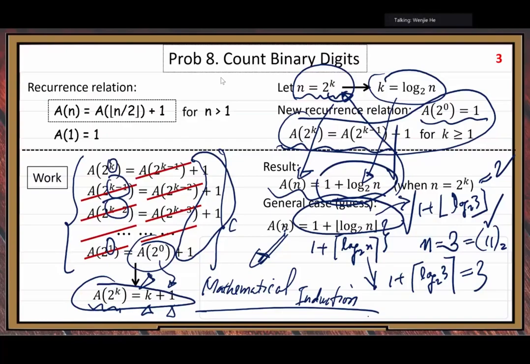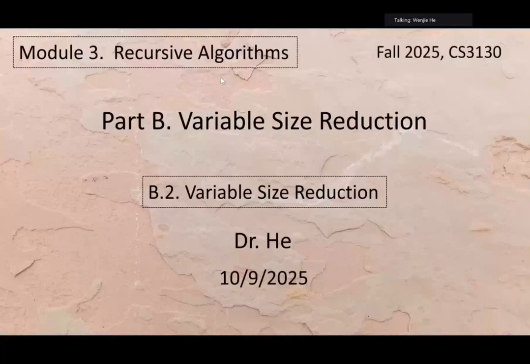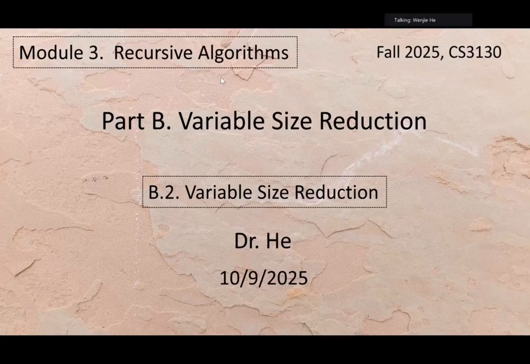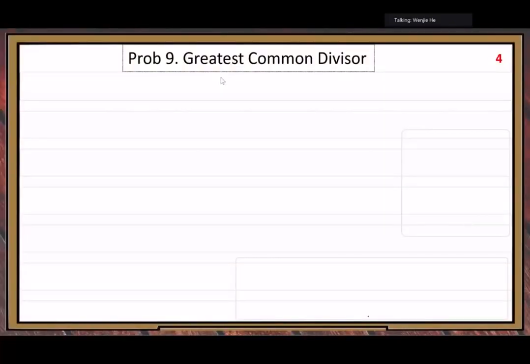Next topic. I do not have much time. Just give you a short introduction, one slide, so we will finish today. B.2, variable size reduction. Problem 9, greatest common divisor. Calculate the greatest common divisor.